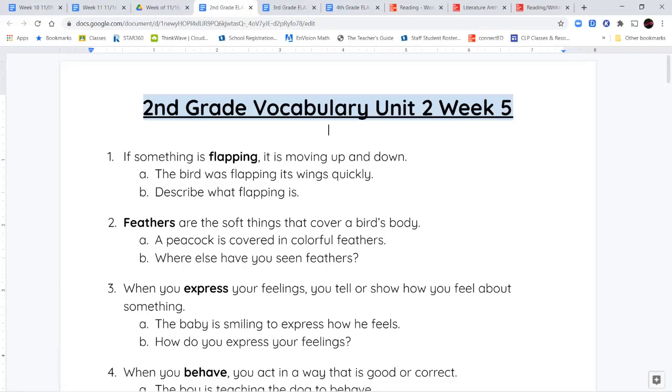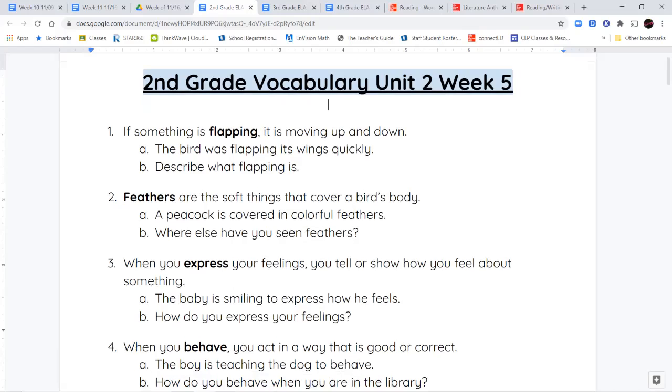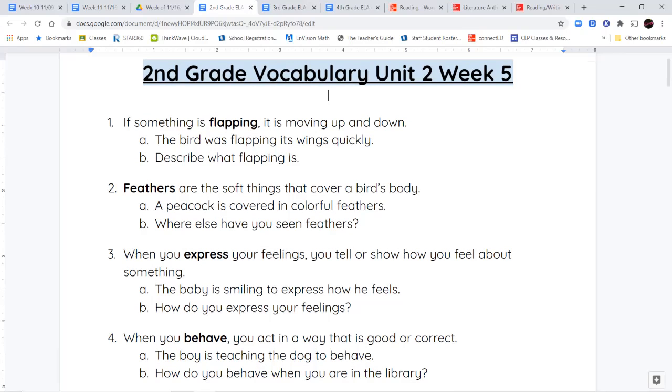Now, you only have 4 regular vocabulary words for this week, as well as 4 words that are related to poetry, since we are going to be working with different poems this week. So that's going to be a lot of fun. So your first word for this week is the word flapping. So if something's flapping, it's moving up and down. So if you think of a bird when it's flying, when its wings are moving up and down really fast, its wings are flapping.